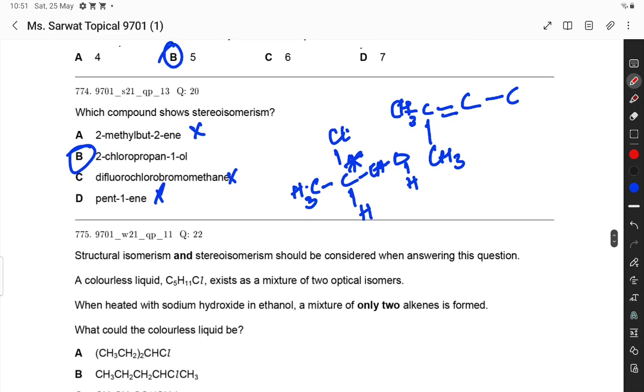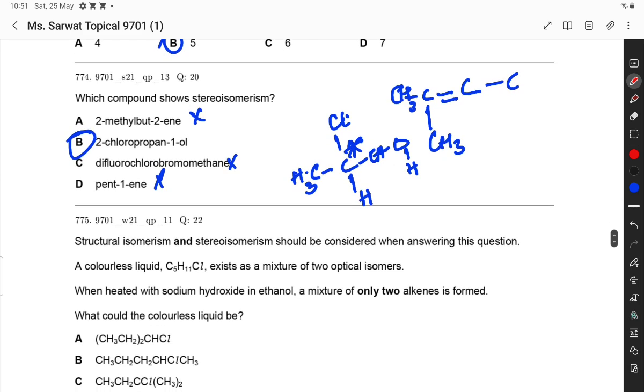Which compound shows stereoisomerism? 2-chloropropan-1-ol, 2-methylbutane, butene, 2-methylbutene. This is not showing cis-trans and has no chiral carbon, because this double bonded carbon is surrounded by the same group. So this is incorrect.